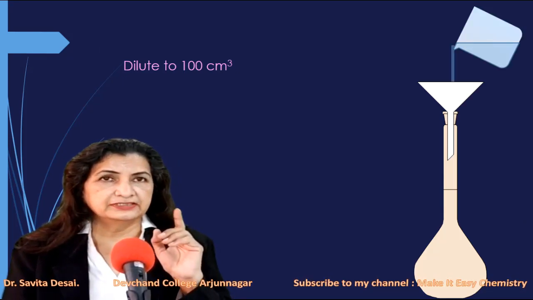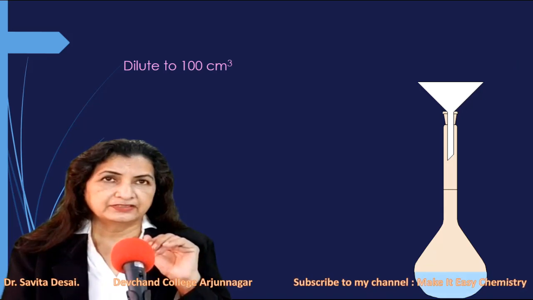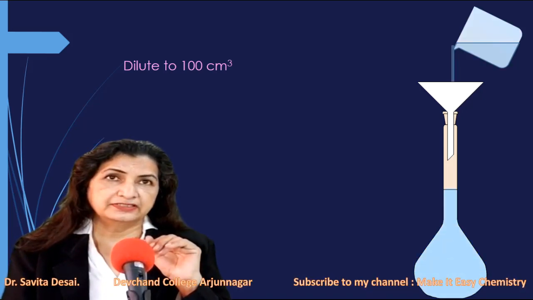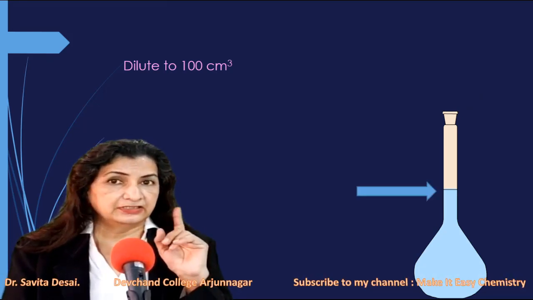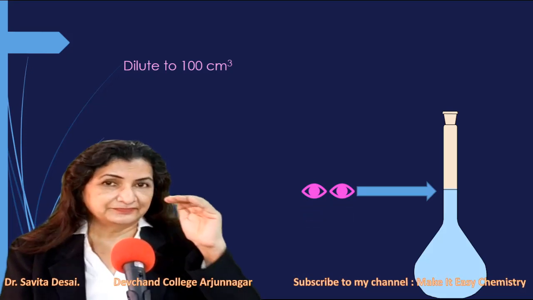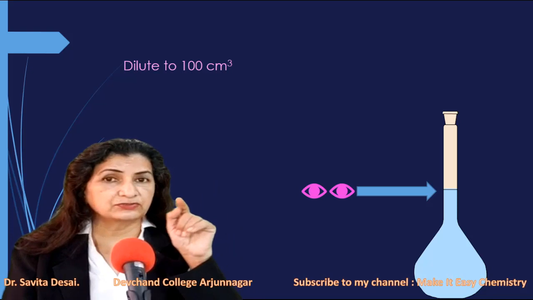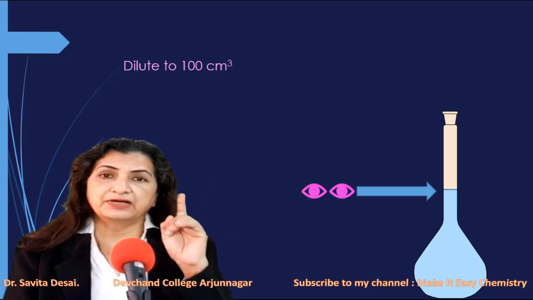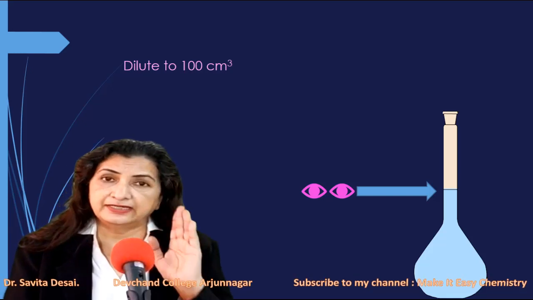The solution is taken into the 100 ml volumetric flask. Then with distilled water, it is diluted to exactly 100 ml. Remember well, the marking should be exactly at the level of our eyes, such that the lower meniscus of the liquid passes through the marking exactly. The solution is now exactly 100 cm cube.